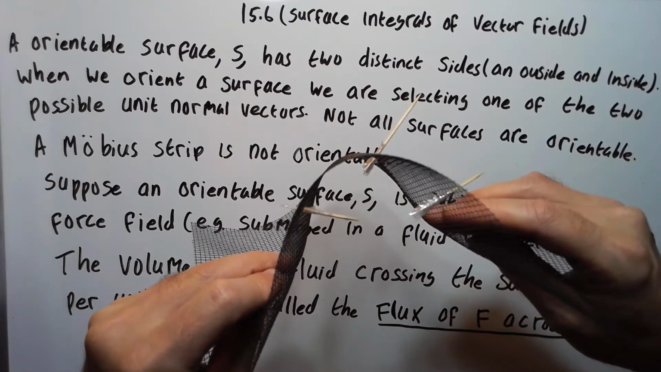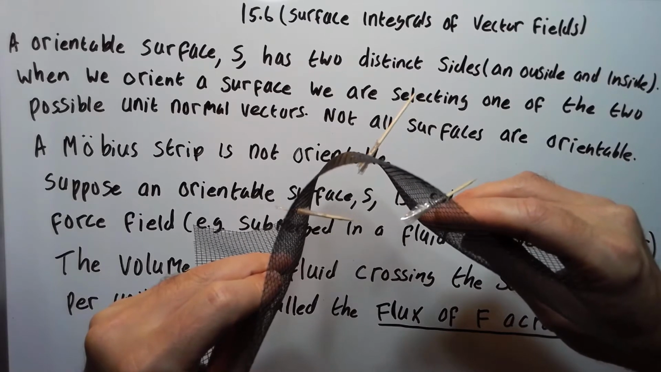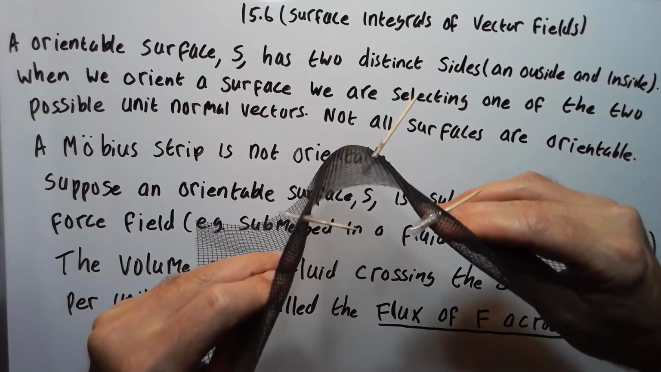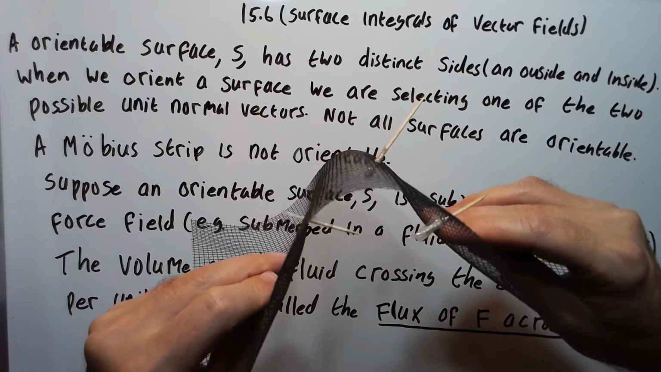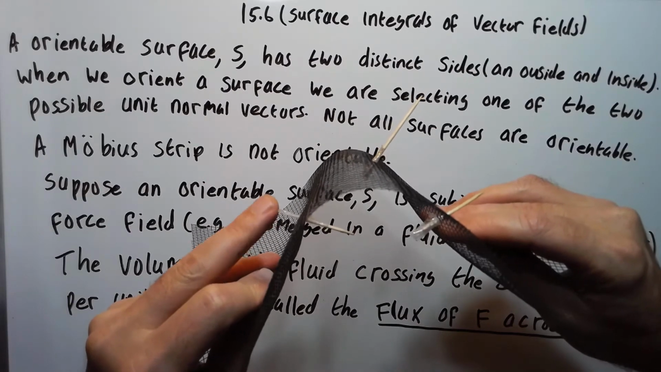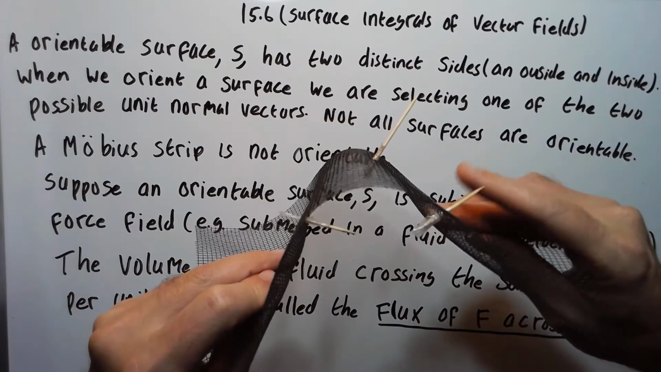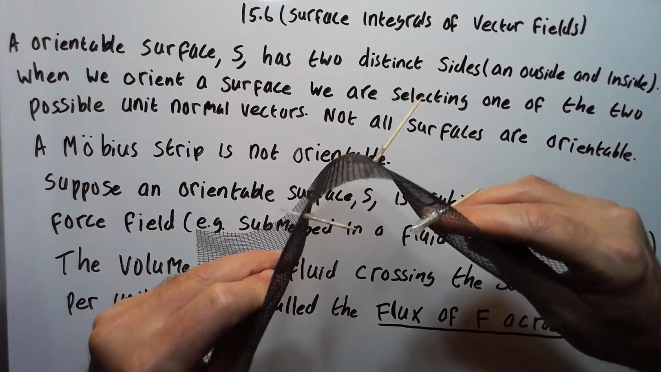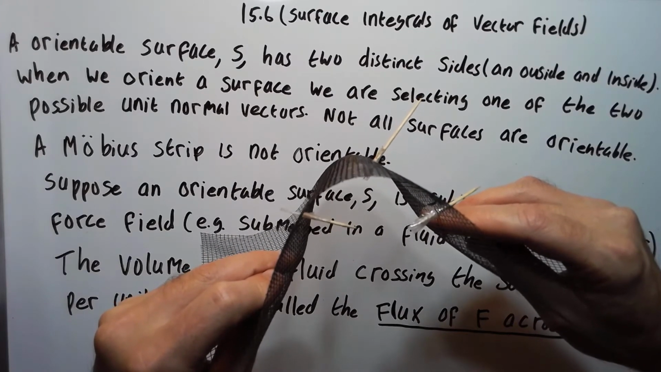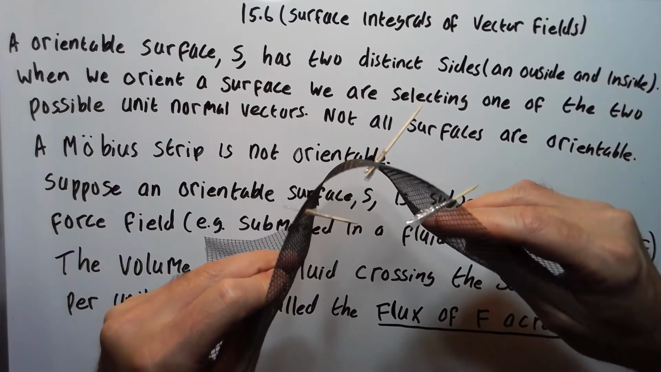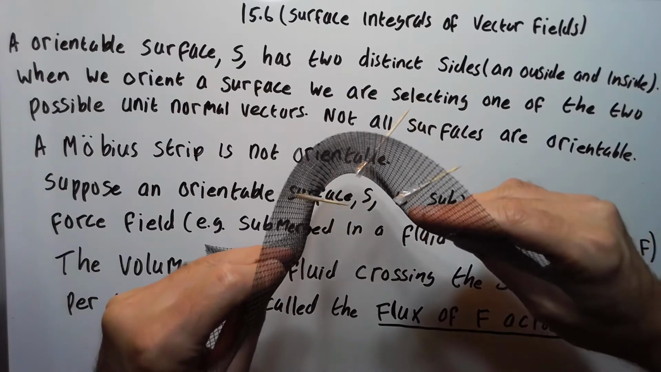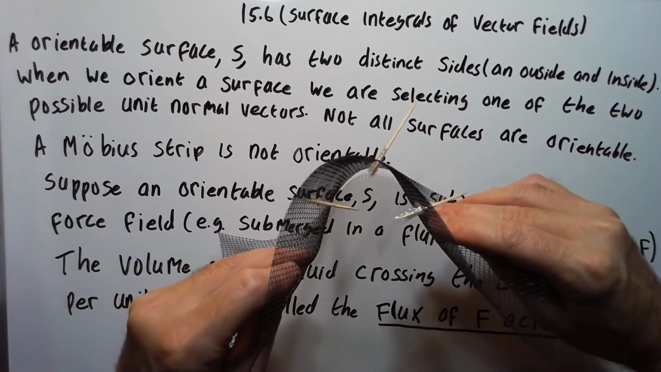So the flux would be the fluid crossing the surface per unit time. It's possible for the flux to be zero because these vectors pointing in could cancel with the ones pointing out over here. So it is possible to have a zero flux, but it's essentially the net flow through the surface. Again, just imagine this is submerged in some fluid.